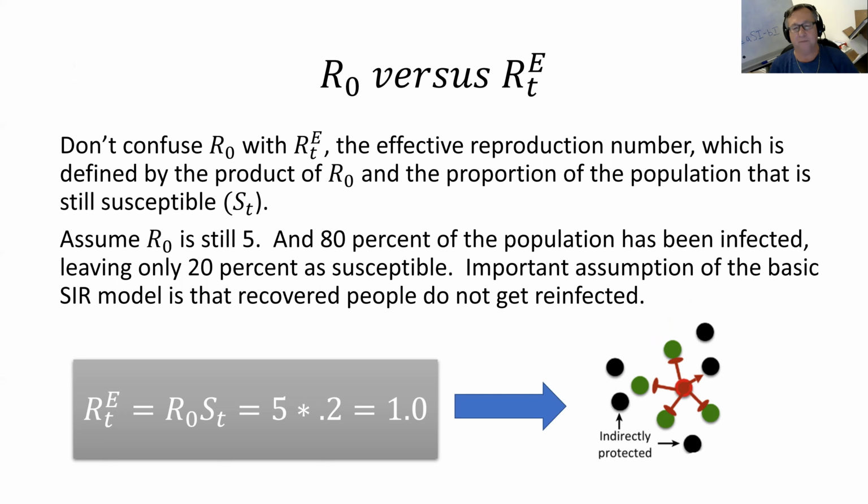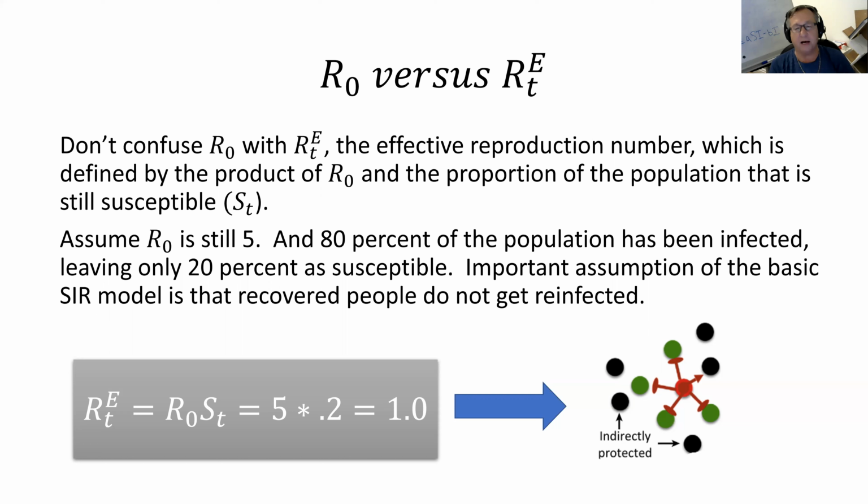Now, we have another R. So we had R naught, which is the very beginning of the process, when the proportion of the population is entirely susceptible people at the very, very beginning. Now we have another concept, which is the effective reproduction number. And it's going to be equal to R naught times the proportion of susceptible people in the population. So we have an equation at the bottom that says that the effective reproduction number, R e t, is going to be equal to R naught times this S variable, which is going to be the proportion of susceptible people.